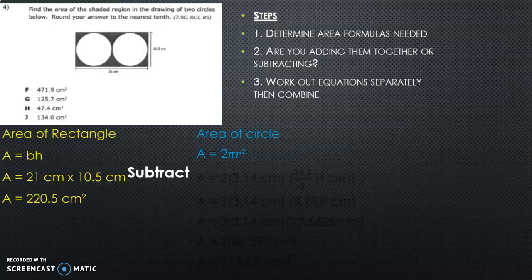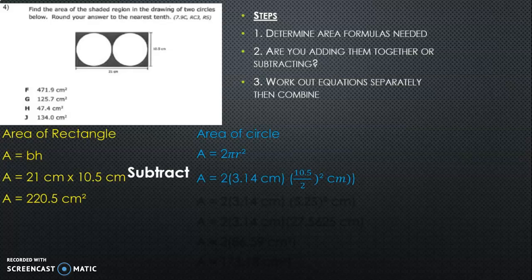Next, we must find the area of the circles. Specifically, I'm going to find the area of one circle. Keep in mind that for this, our equation is pi r squared. The r signifies the radius, which is half of the distance from the outside of the circle to the middle of the circle. Here it tells us that from one end of a circle to the other, it is 10.5, which is the diameter.